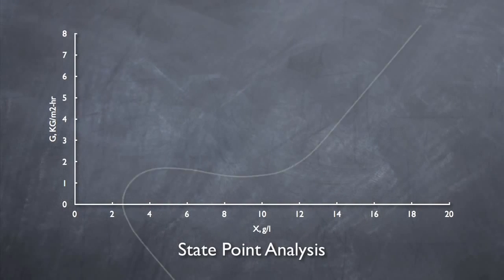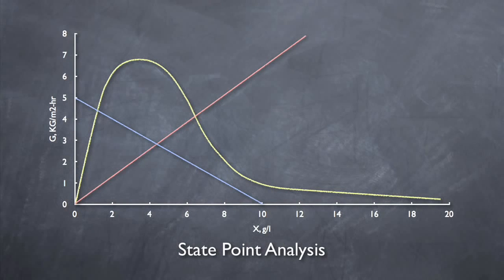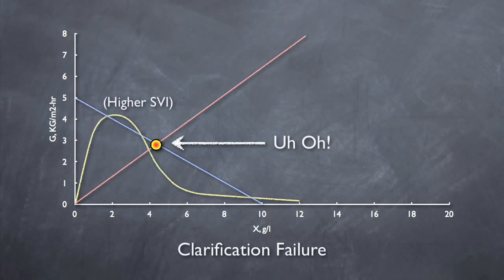Putting all the pieces together, we have our full state point diagram. So, how do we use it? We start by defining the actual state point. This is the point where the overflow rate line and the underflow rate line intersect. To ensure proper clarification, we want to make sure that this point falls underneath the settling curve. If this point falls above the settling curve, the clarifier is failing in clarification.